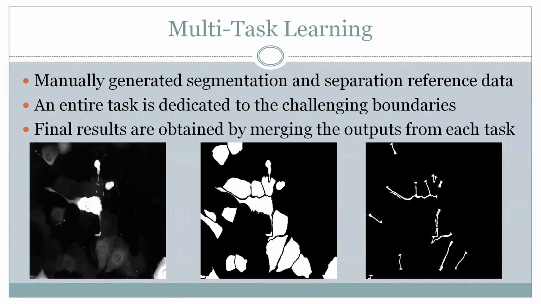Our multitask approach involves two tasks. The first is simply normal segmentation, while the second is a dedicated separation task, which explicitly learns the challenging boundary regions in the image. On the right, you can see an example of the reference data created for this separation task. Any pixels the task identifies as boundary pixels are set to black in the segmentation masks to produce the final combined results.